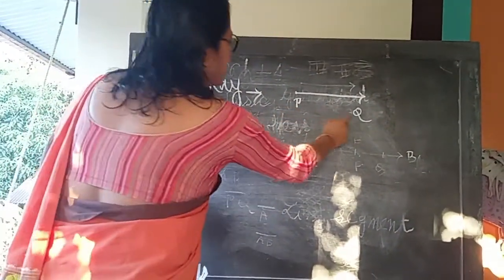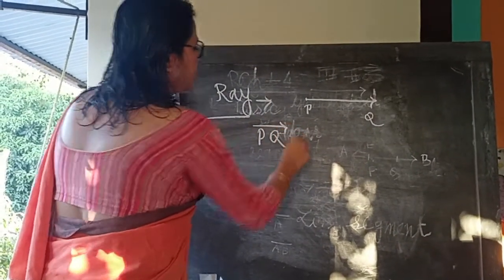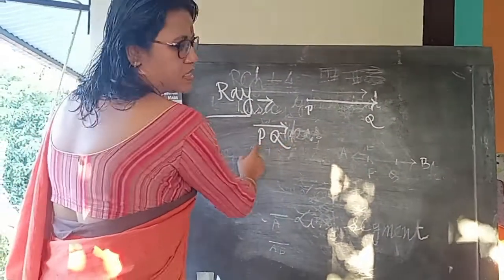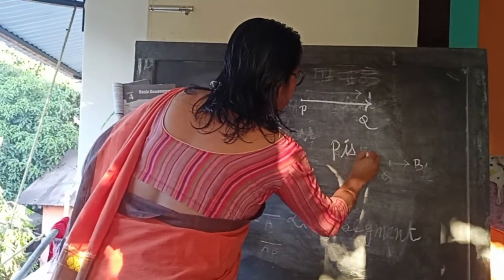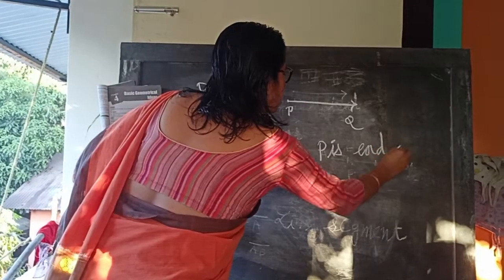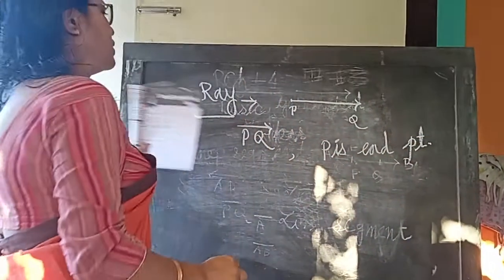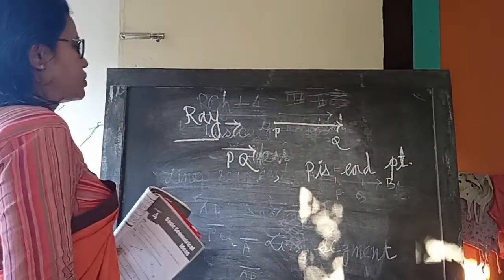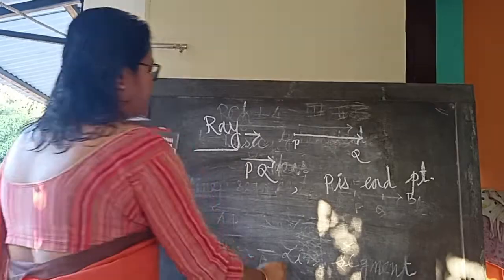To represent a ray, we write like this: PQ. PQ is a ray. Which is its endpoint? P is the endpoint. P means point. P is the endpoint.